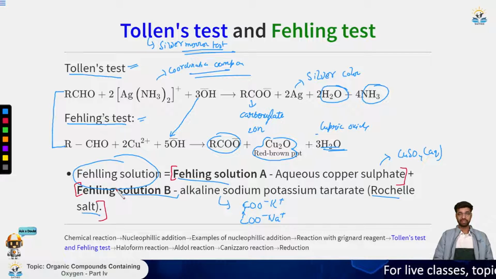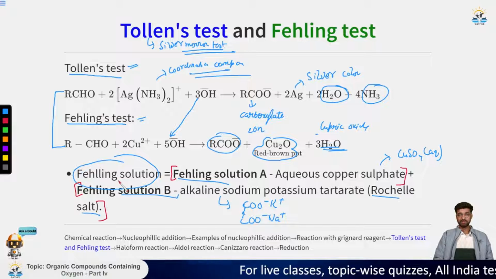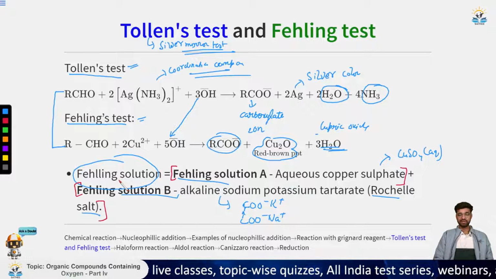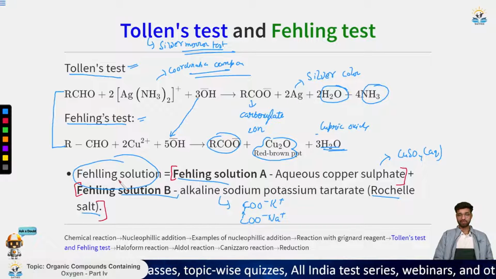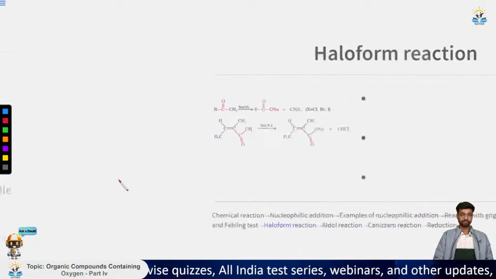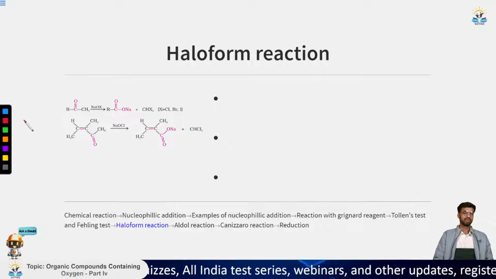So this is about Fehling's test and Tollens' test. Both are used for aldehyde and are done in alkaline medium. Both give carboxylate ion, plus silver is given in Tollens' test, which is of silver color of course, and in Fehling's test we get cuprous oxide, which is a red brown precipitate.